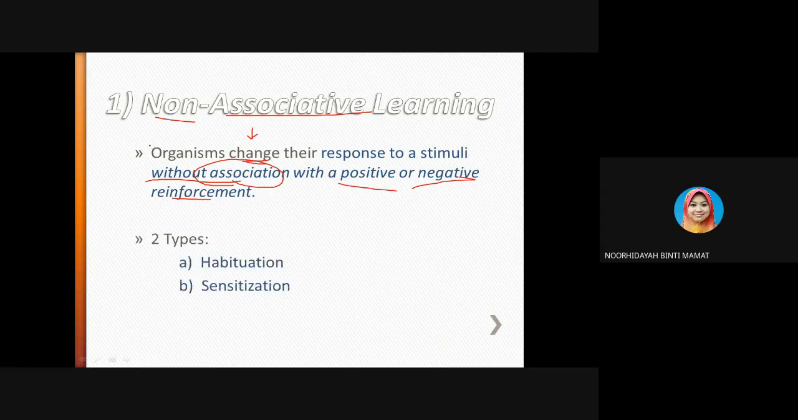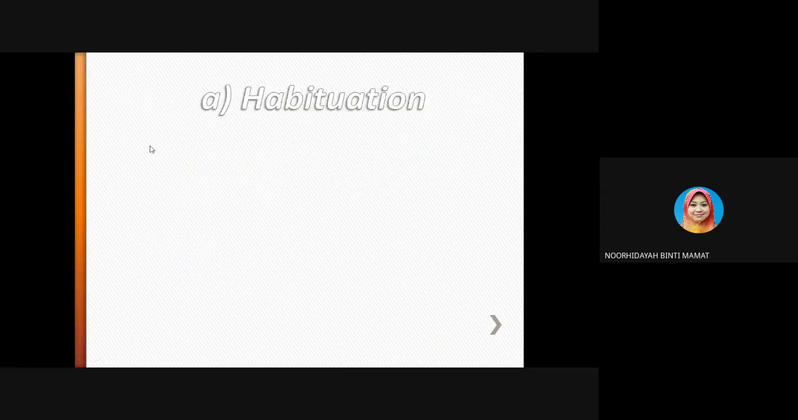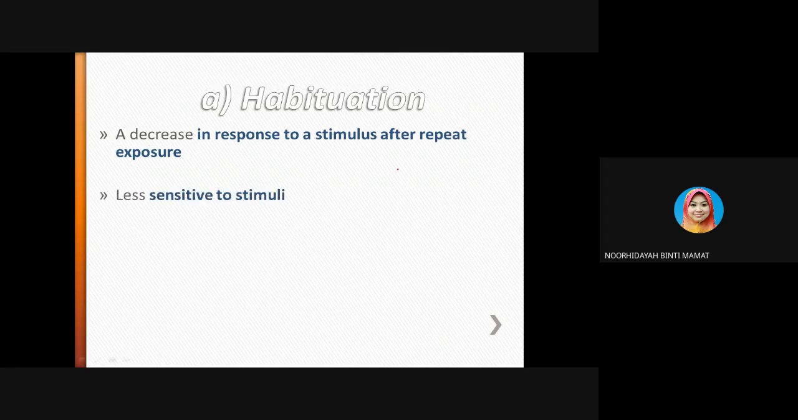So they have two types: habituation and sensitization. We go to the first type of non-associative learning, which is habituation. What does habituation mean? Habituation is a decrease in response to a stimulus after repeated exposure. As you remember, non-associative learning is the response to a stimulus without association with positive or negative reinforcement. And here in habituation, there is a decrease in response to a stimulus after repeated exposure.